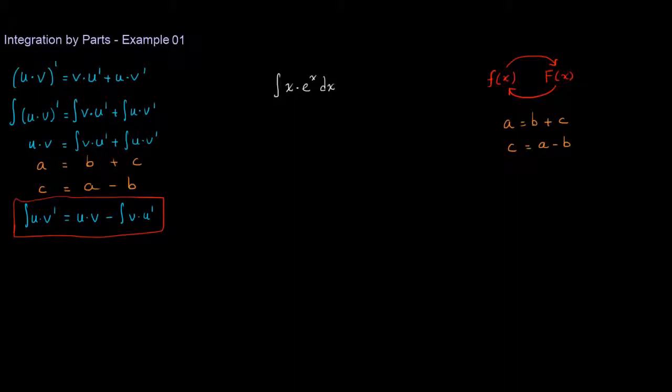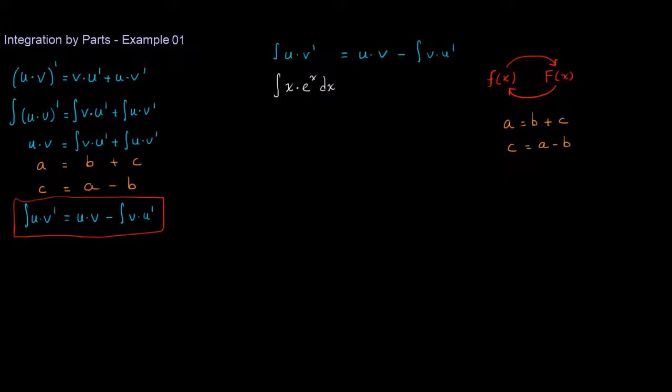So first, I'm going to write the formula over here. It's going to be the integral of u times v prime, which is equal to u times v minus the integral of v times u prime.